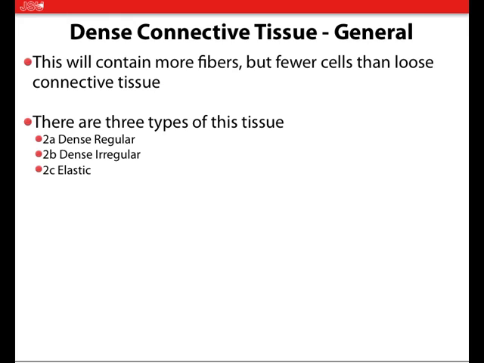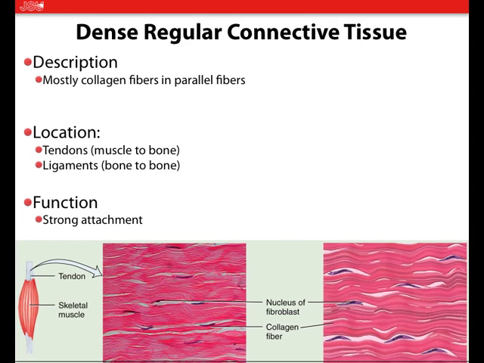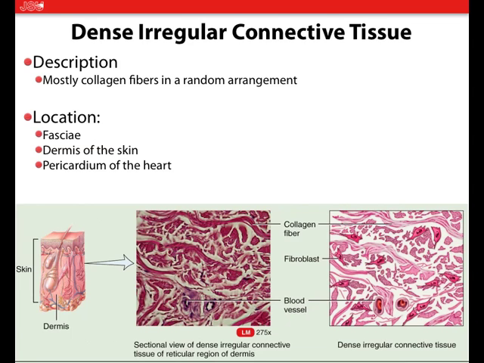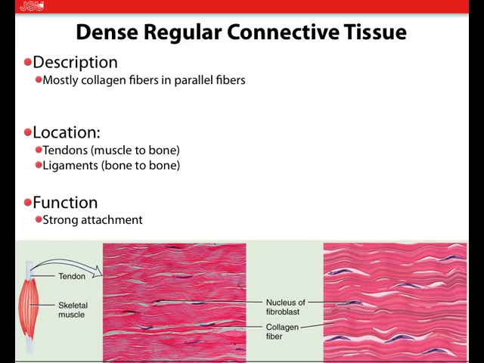Dense connective, what is dense connective? Why is it dense connective? It's dense because there's a lot of fibers. Look at the number of fibers here. Why is this dense? Why is the other one loose? The other one's loose because there's a lot of empty space in between the fibers. Dense has a lot of fibers, not a lot of empty space. That's why it's dense. You have to know tendons and ligaments. You will see that Monday. Know the difference between a tendon and a ligament. And also know where you're going to find dense regular. Dense regular makes tendons and ligaments.